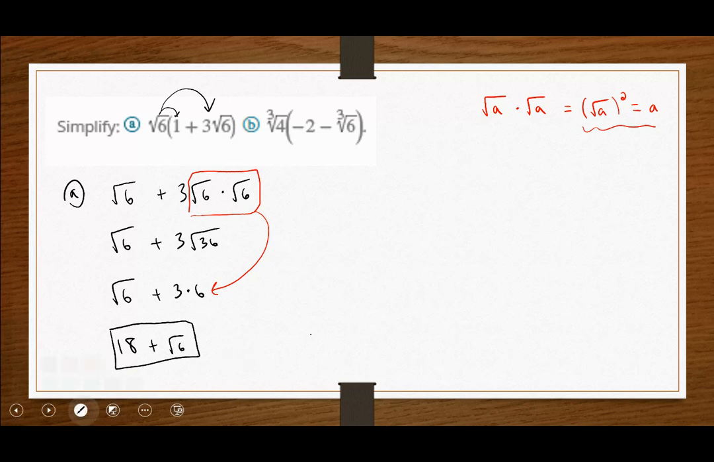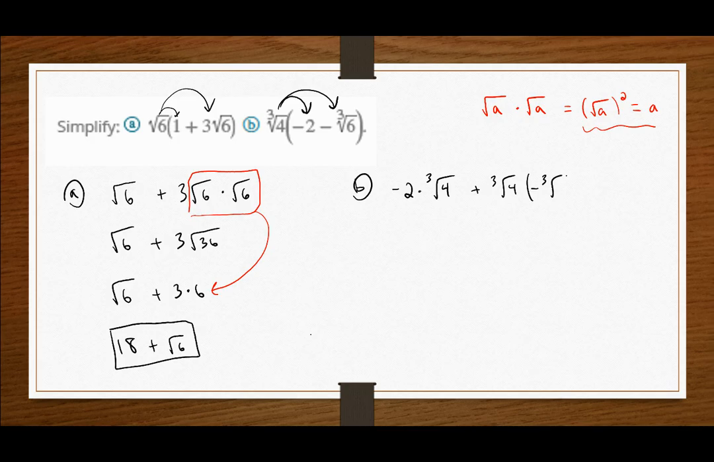Let's take a look at part B as well. In part B, I have another distribution similar to before, where we take the term on the outside of the parentheticals and multiply it by everything on the inside. So we start with negative 2 times the cube root of 4, and then we have the cube root of 4 times the negative cube root of 6.